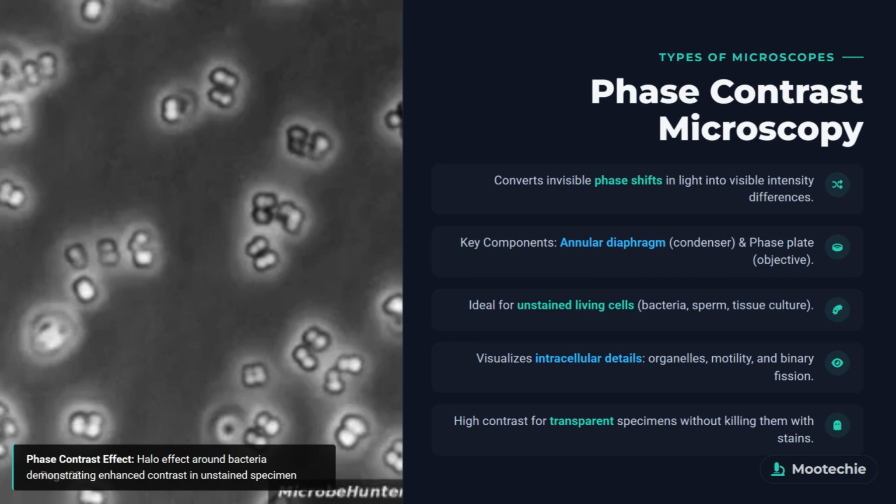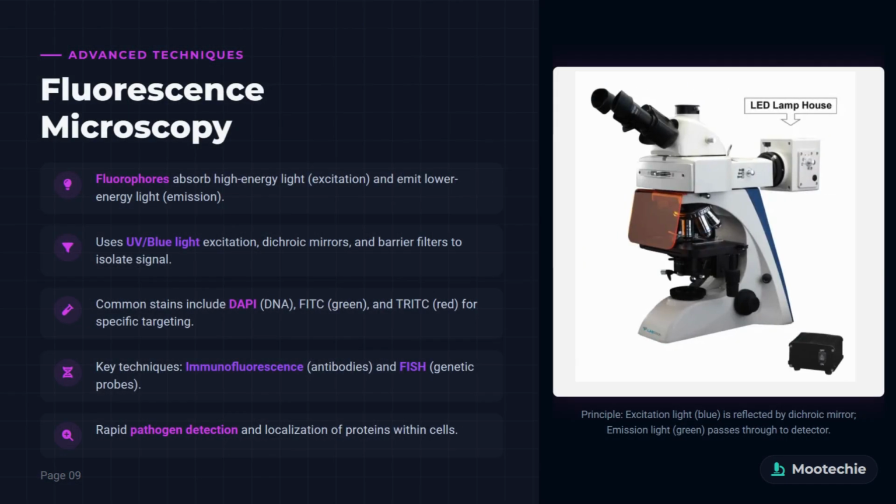Now, stepping into more advanced methods, this slide covers fluorescence microscopy. It relies on fluorophores, molecules that absorb high-energy light and then emit lower-energy light of a different color.